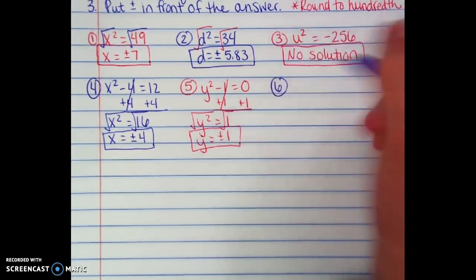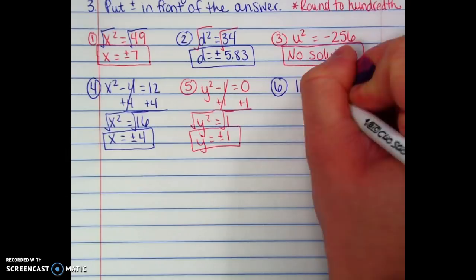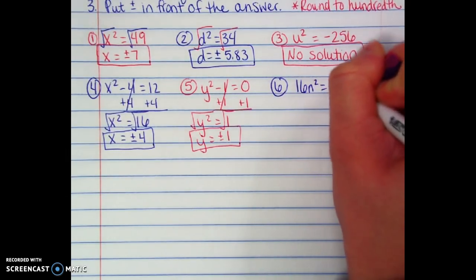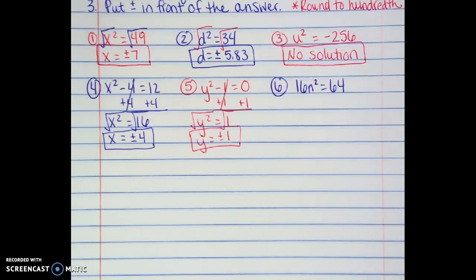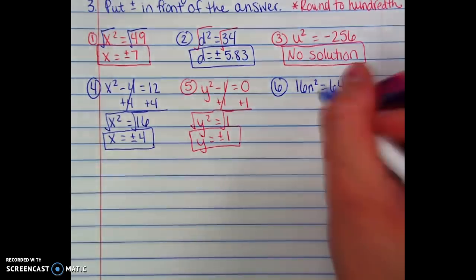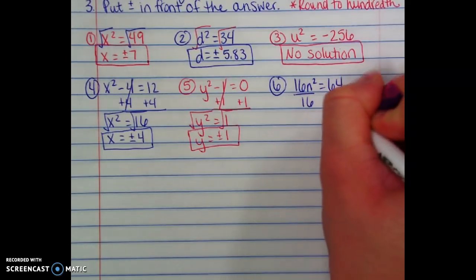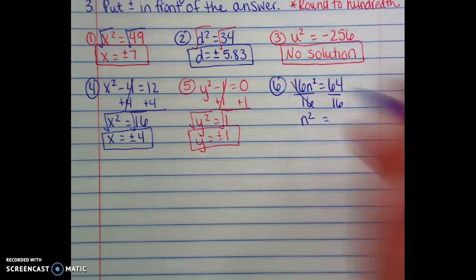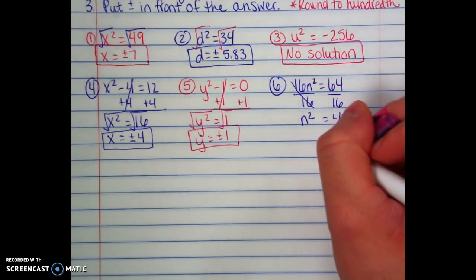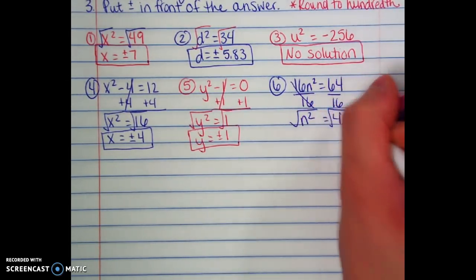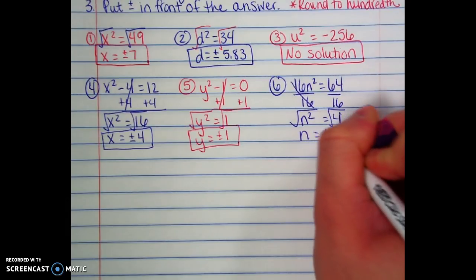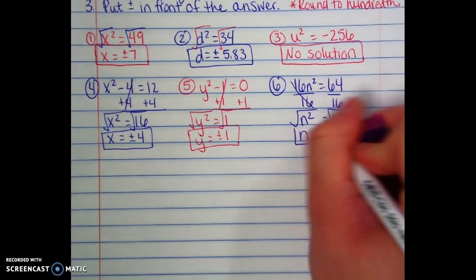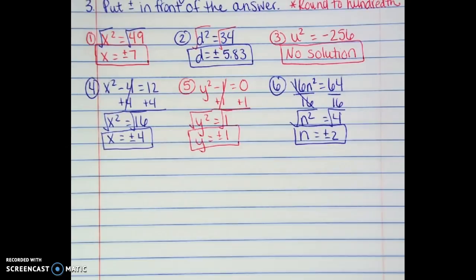Number 6 is 16n squared equals 64. And please pause this so you can try it on your own. Okay, divide both sides by 16. n squared equals 4. Square root both sides. n equals plus or minus 2. Okay, so those were the one-step equations. Now we're going to do two-step.